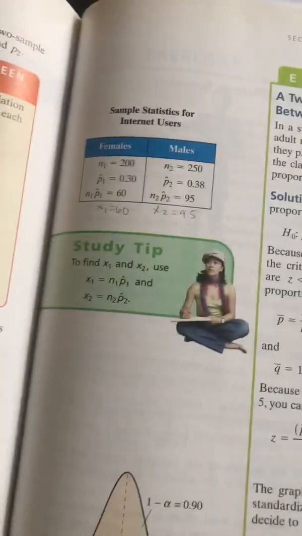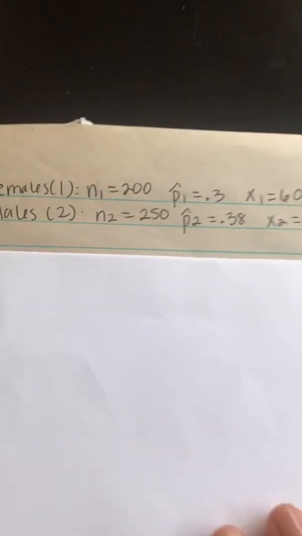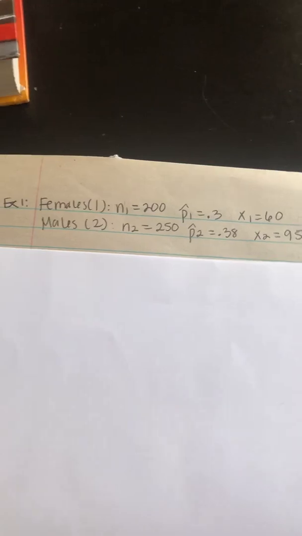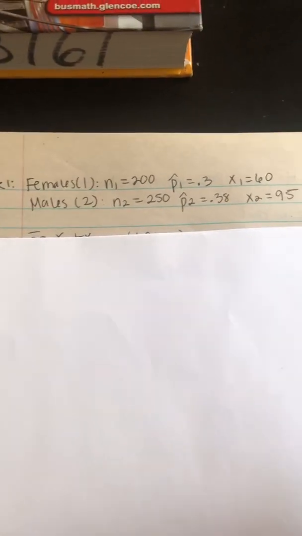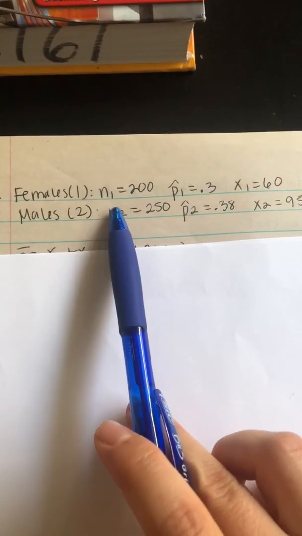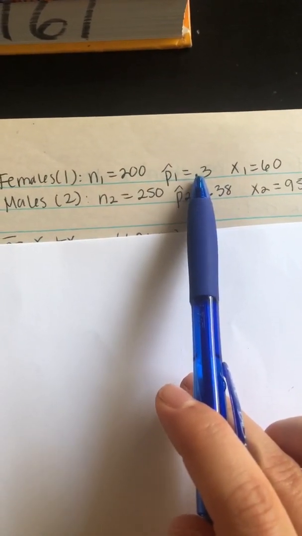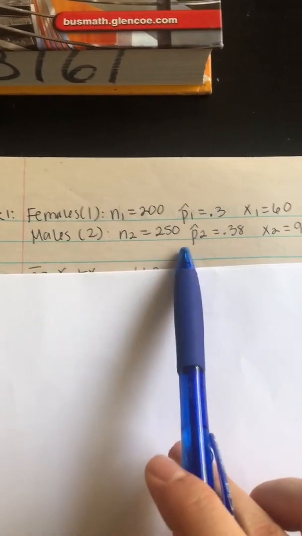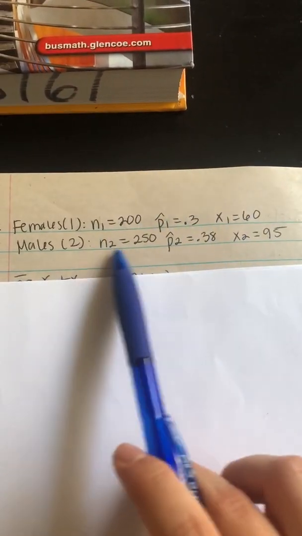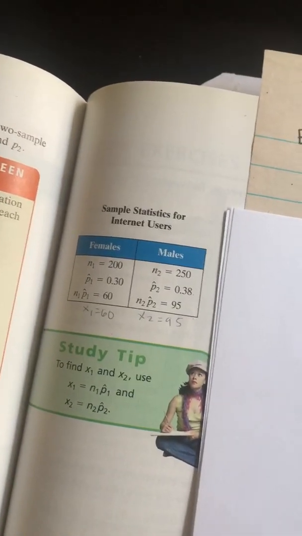Once you have everything labeled, that's the first thing you want to do when you do a problem. You want to make sure you label everything. Since we have two, one of them you'll call number 1 and one number 2. Females will be labeled as 1. So n sub 1 is the number of females, p hat 1 is the proportion for females, and x sub 1 is the number of females, and then 2 will be males. Here's everything, which we got from the information provided in the example.